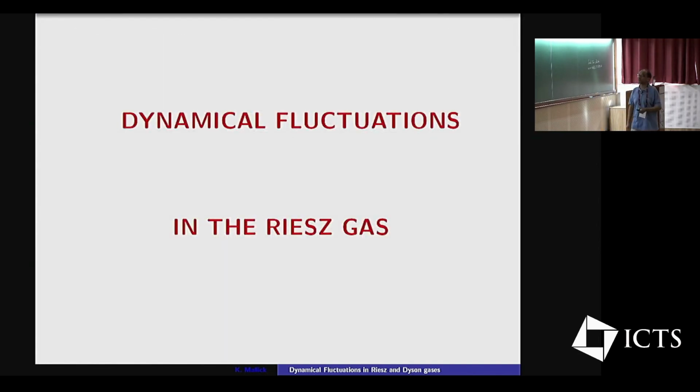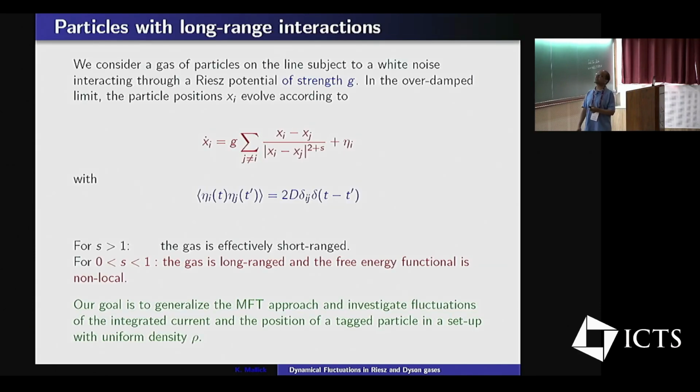So let's start with the Riesz gas. So what is the Riesz gas? A Riesz gas is a simple mechanical system, an overdamped system of N particles, with positions in one dimension denoted by x_i, that interact by this inverse power law potential. Okay? So in particular, you have the Coulomb gas, which enters this family, and they are subject to some thermal noise, so independent white noises.